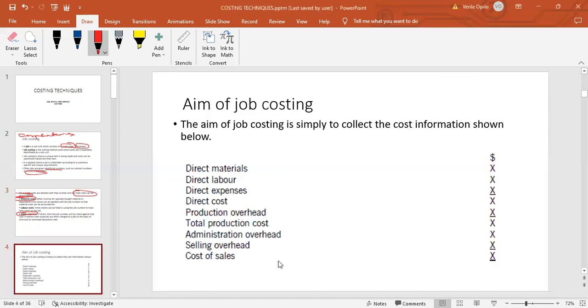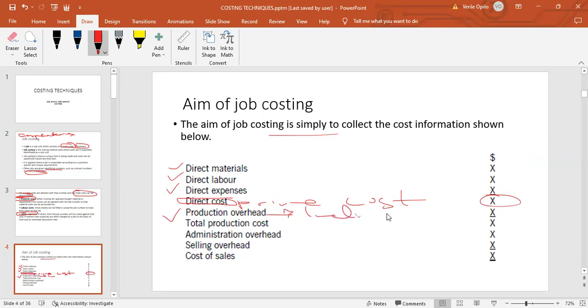So let's look at the aim of job costing. Why do we do job costing? The aim of job costing is to collect the cost information about the product. And what is this cost information? It will be the details about the direct materials, the direct labor, and the direct expenses. That should give us the total direct cost, or what we were calling the prime cost.